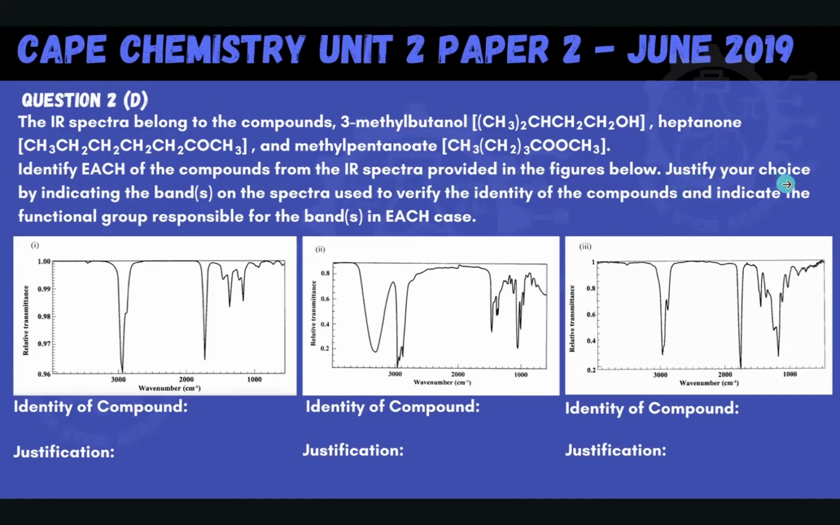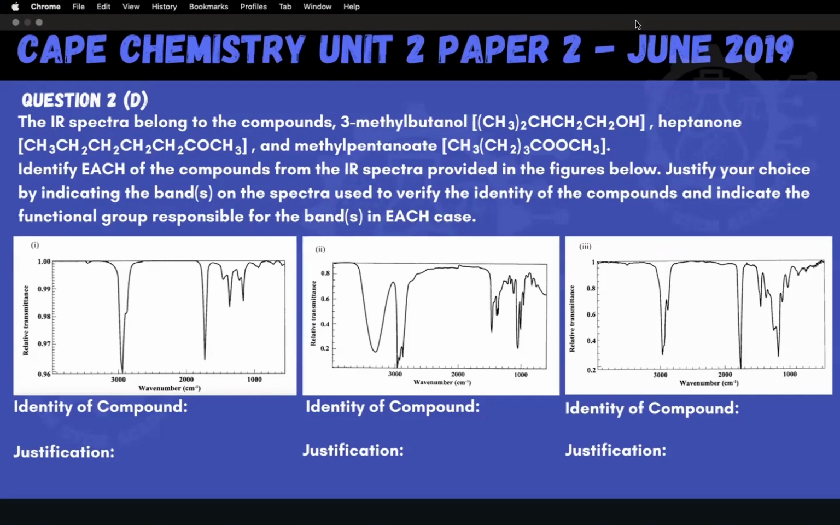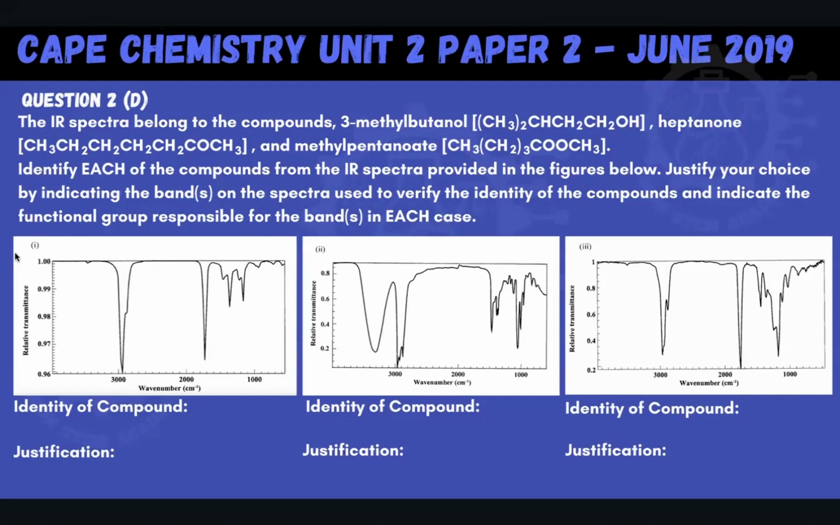We have to justify our choice by indicating the bands on the spectra used to verify the identity of the compounds and indicate the functional group responsible for the bands in each case. Okay, so let's go ahead and get started with the identification here. Again, we're just looking at the spectra, and based off of the spectra, we're going to be identifying compounds, okay? Let's start by looking at the respective compounds.